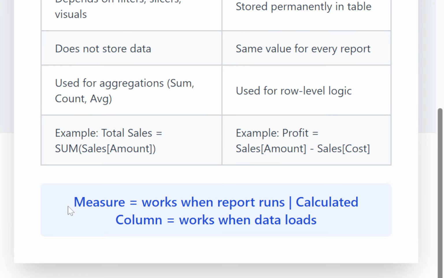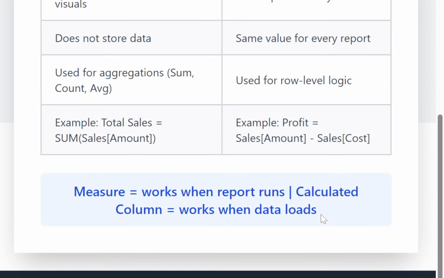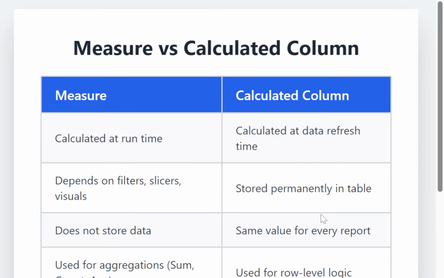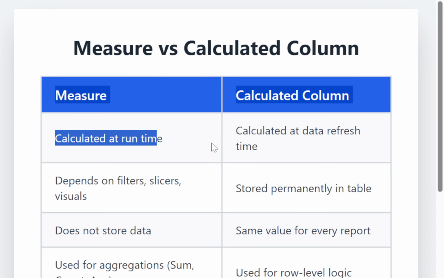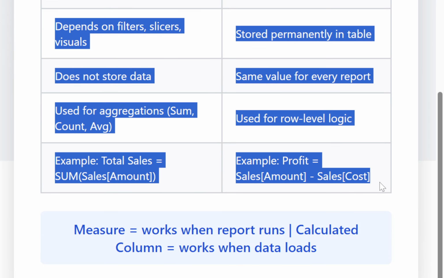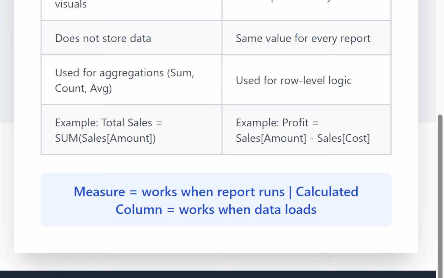Okay, so here is a one line definition: the measure works when the report runs and the calculated column works when data loads. Now coming to the next question, I hope this helps you. I'll explain more in the coming video to show you how these two work in real-time in Power BI Desktop.